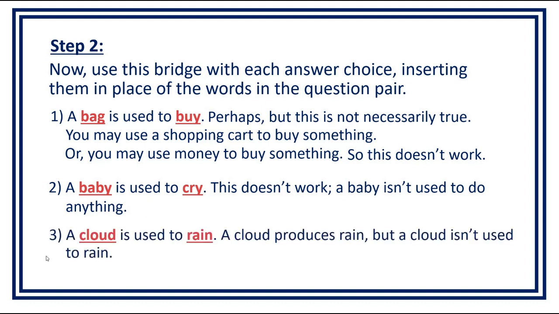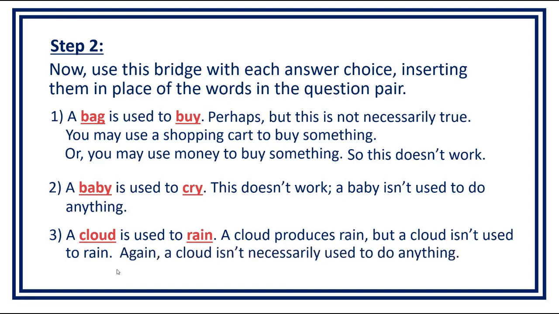Number 3, a cloud is used to rain. A cloud produces rain, but a cloud isn't used to rain. Again, a cloud isn't necessarily used to do anything.